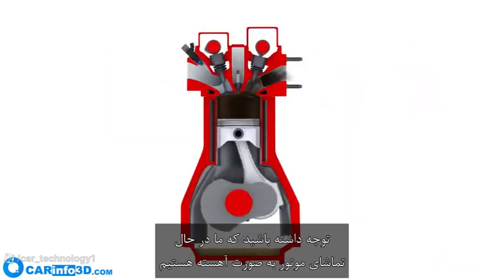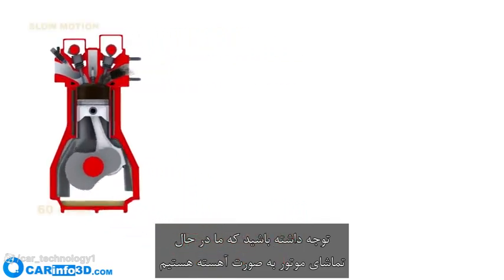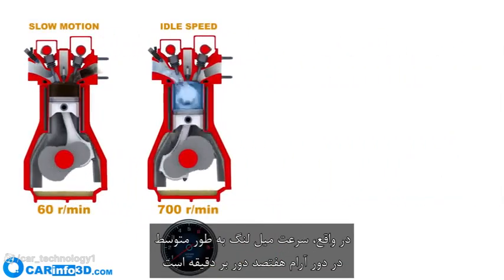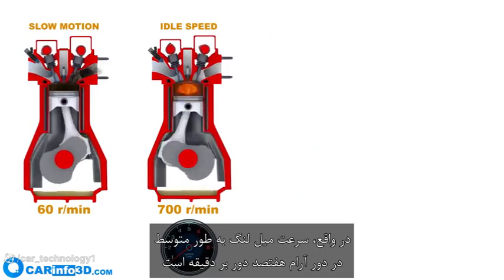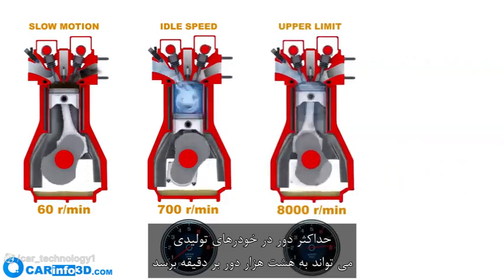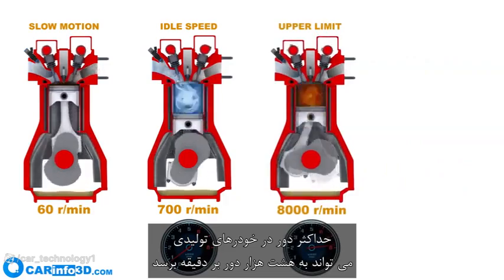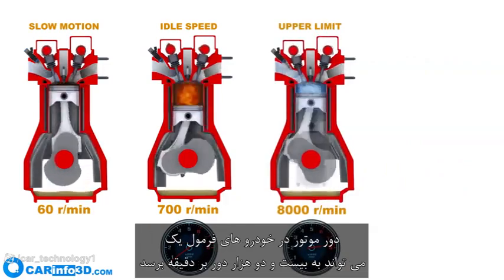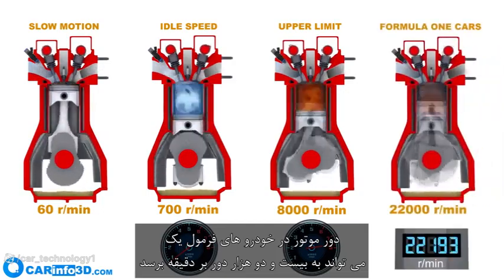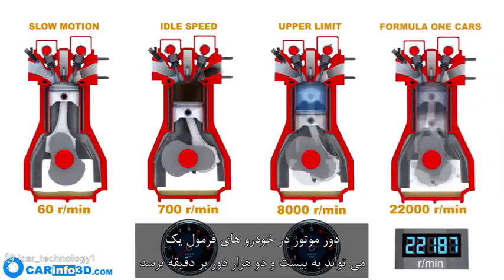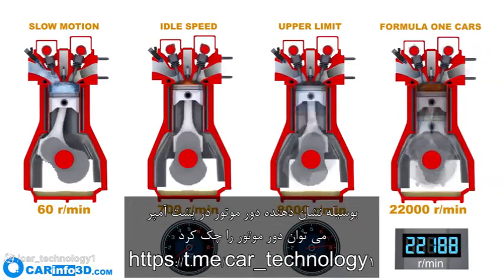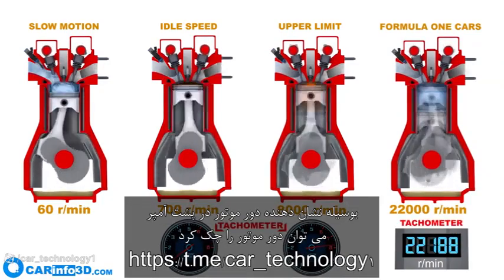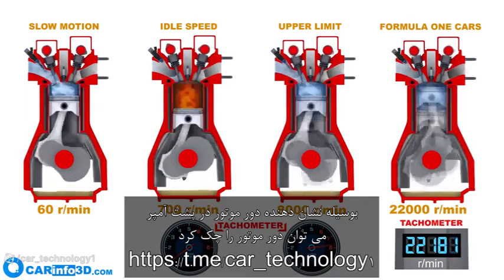Please keep in mind that we are watching the engine in slow motion. In fact, the crankshaft turns an average of 700 revolutions per minute at idle speed. The upper limit on production cars reaches 8,000 revolutions per minute. Engine speeds in Formula One cars can get as high as 22,000 revolutions per minute. You can check the revolutions per minute value on an instrument called a tachometer on your car's dashboard.